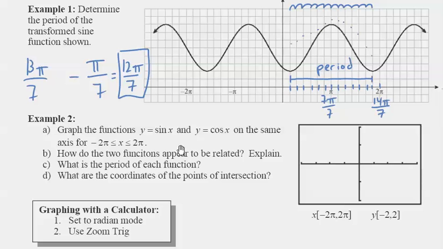Now we can graph this on the graphing calculators. So if you take out your calculator, let's put in sine and cosine from negative 2 pi to 2 pi and just see what they look like when we put them on top of each other.